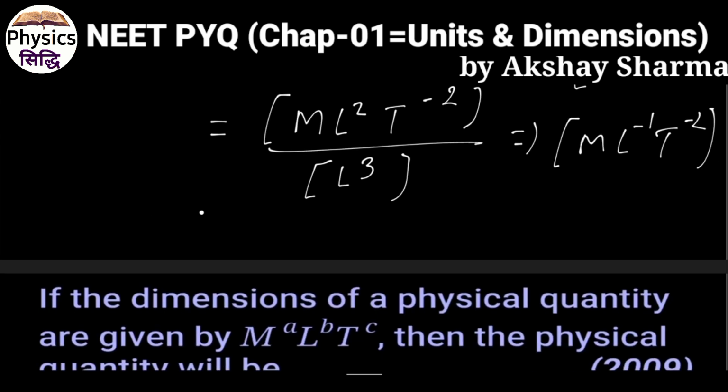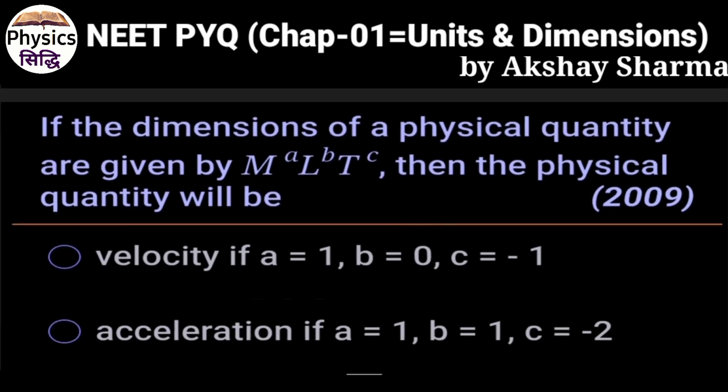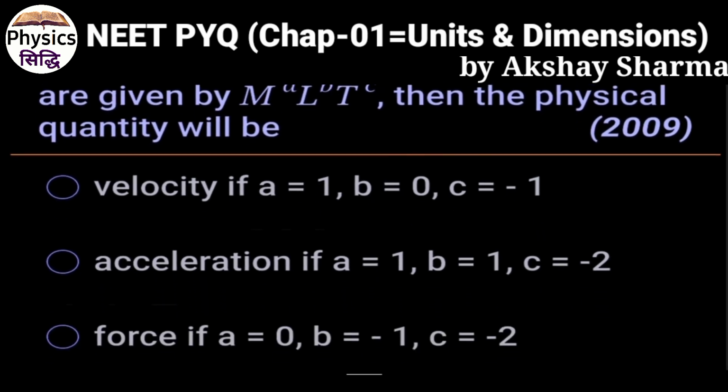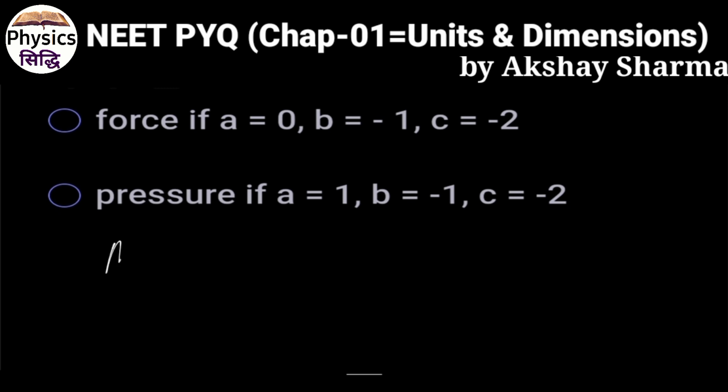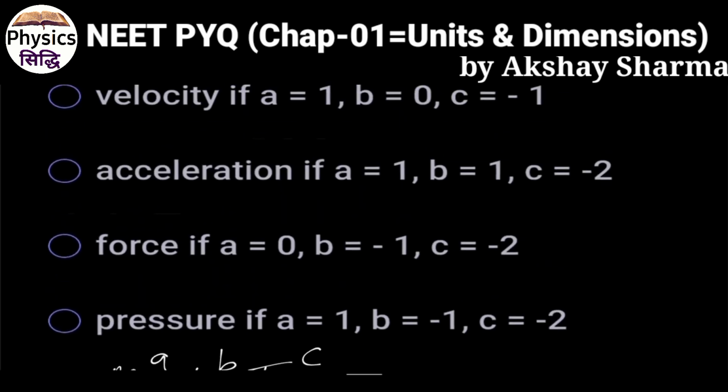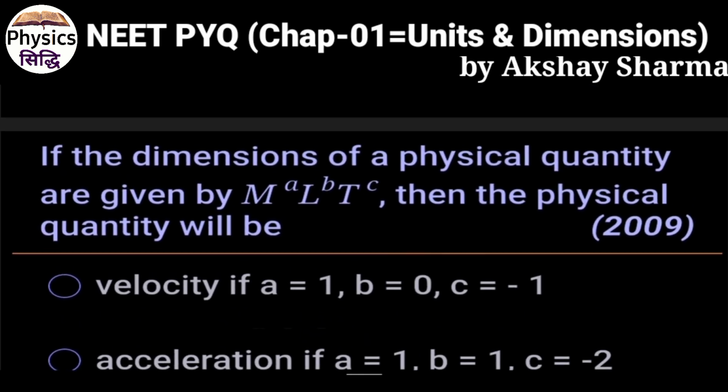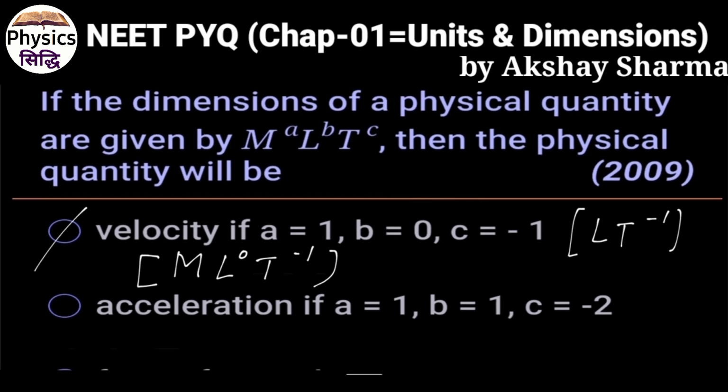Now the next question. The dimensions of a physical quantity are given by M to the power a, L to the power b, T to the power c. Then the physical quantity will be... So if a becomes 1, means M, b becomes 0, means L to the power 0, c becomes minus 1, means T to the power minus 1. Will it be velocity? No, because the velocity dimension is LT to the power minus 1. So this option is incorrect.